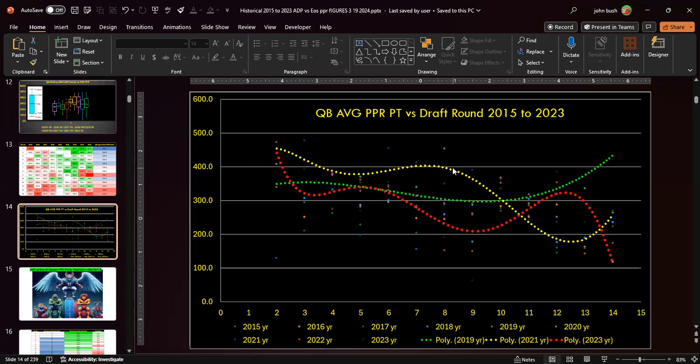Anyway, this is the trends. And that's why historically the 6th round, but sometimes it's been the 8th. Sometimes the trend line says it's all good late. So I don't know.